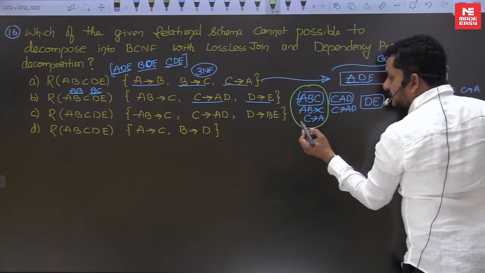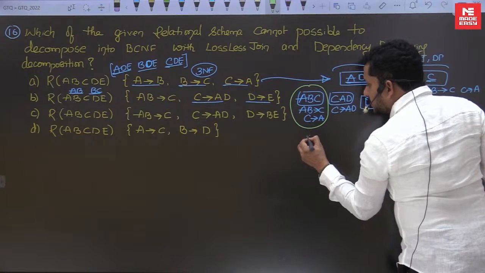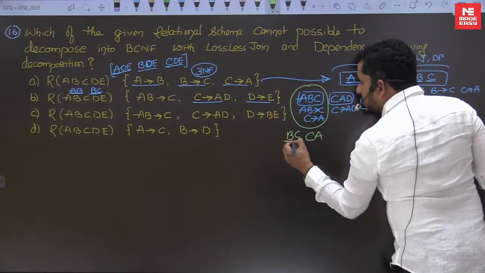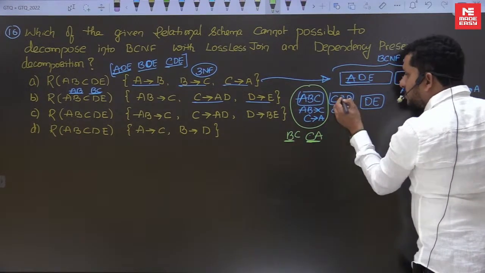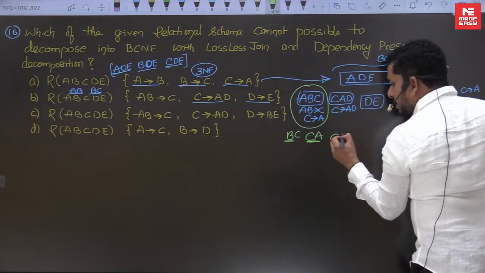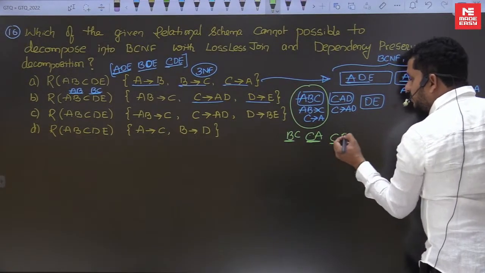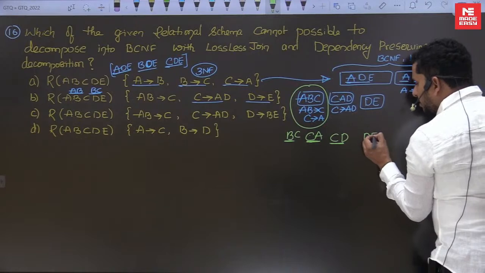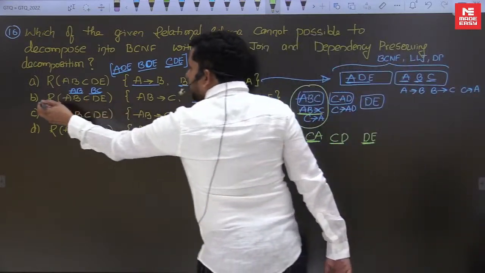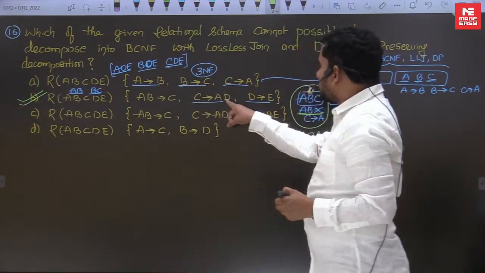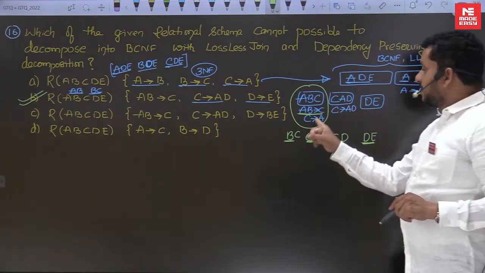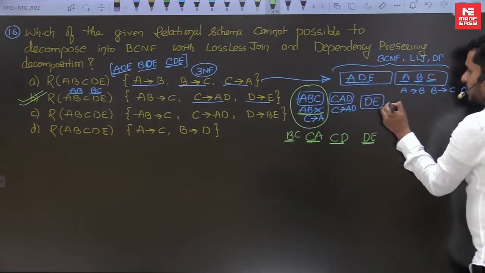If you decompose further, assume CA in one table and BC in one table, and CD can be considered as one table, or you can take CAD in one table, and D in one table. If you decompose like this, then the AB determines C FD is lost. So for the second relation, it is not possible to decompose into BCNF with lossless join and dependency preservation. Dependency preservation fails.